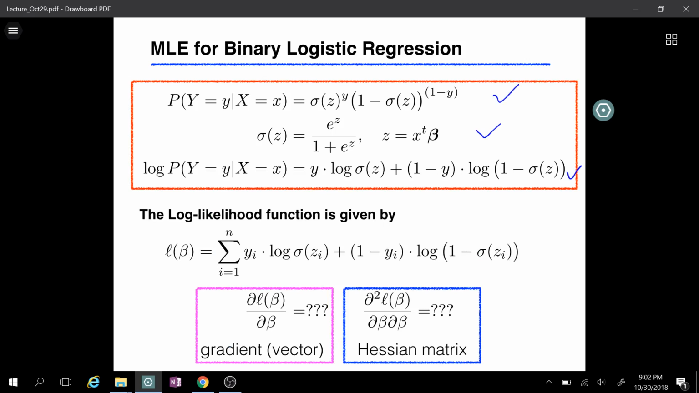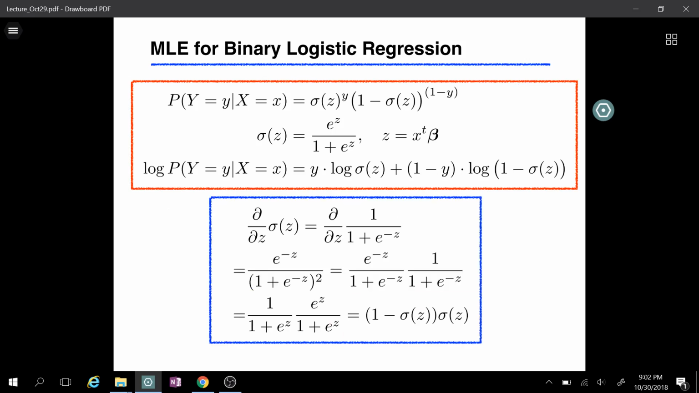When we take the derivative with respect to beta, we have to take the derivative of this sigma z, the sigmoid function. So let's first do that calculation because we're going to use it. You can ignore the formula in the red bar because it's a copy of what we had before. Let's look at the formula in the blue box: the derivative of the sigmoid function with respect to z. So here's the sigmoid function.